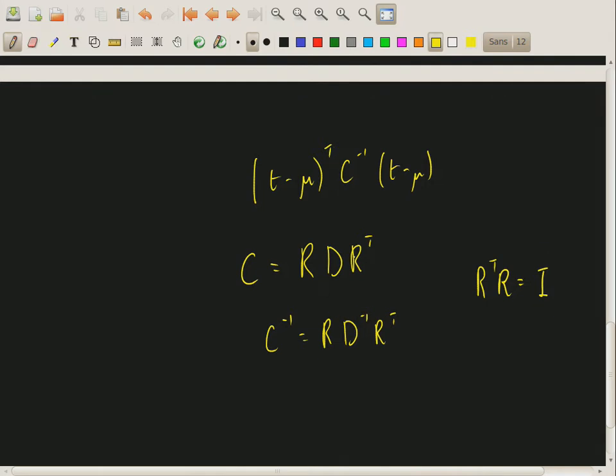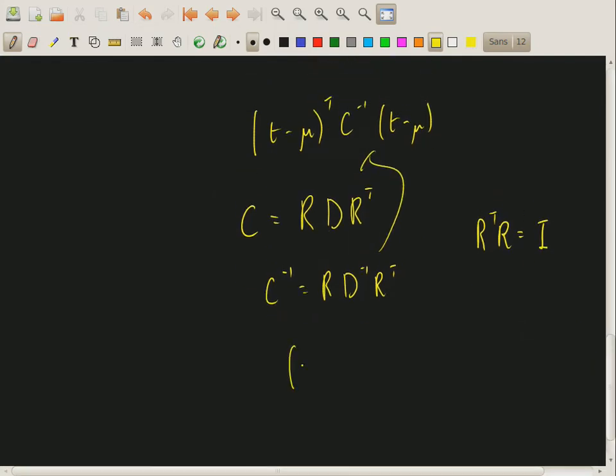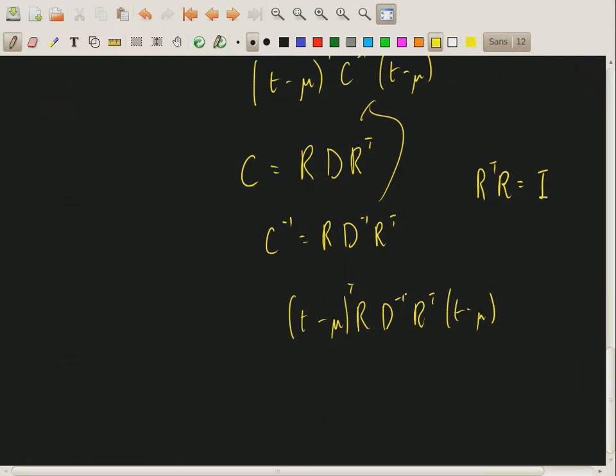So if you substitute that in here, another way of looking at everything is R D inverse R transpose times t minus mu. By the way, this is all about understanding. I'm not going to ask you to reproduce each detail of what I'm giving you. I'm trying to give you the understanding of physically what an eigenvalue and an eigenvector is.